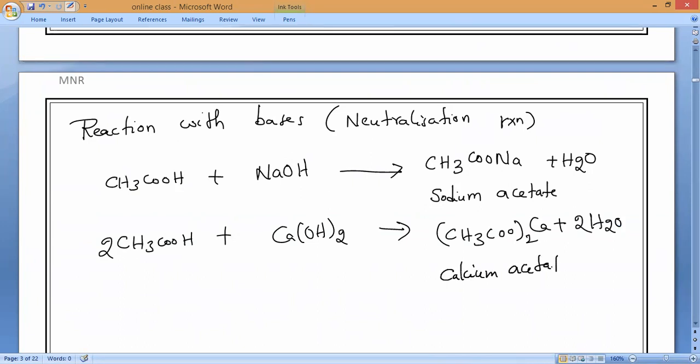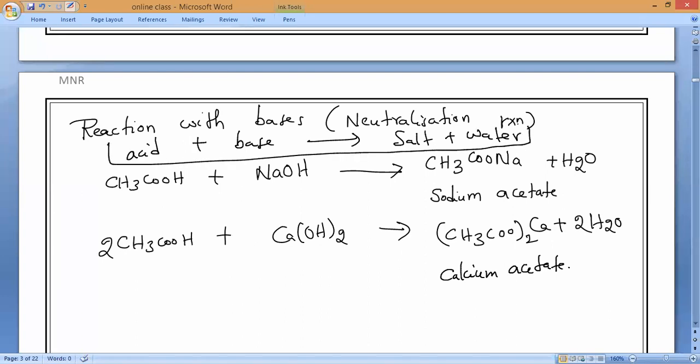Calcium acetate. In the same way, when an acid reacts with a base, acid plus base, it will form salt plus water. That is the standard equation which is known to us. All of you remember that. Any doubt, please ask. Are you clear, guys? Yes, sir.